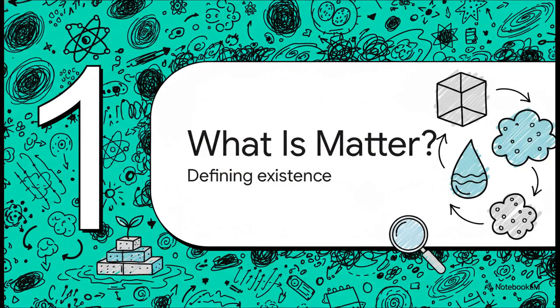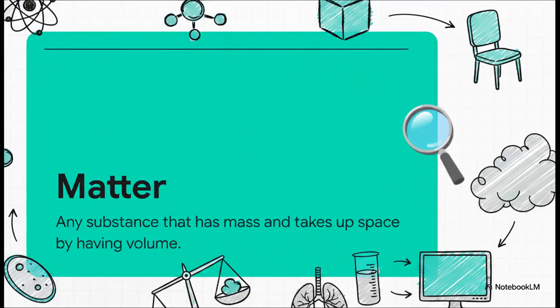All right, Section 1. What exactly is matter? Let's define existence. The crucial takeaway here is that matter is basically anything that has mass and takes up physical space, meaning it has volume. It's the stuff making up all the physical structures we see and touch every single day. The atoms in the screen you're staring at, the air you're breathing right now, the chair you're sitting on, it's all matter. And the actual amount of matter in a given object, that's what we measure as its mass.